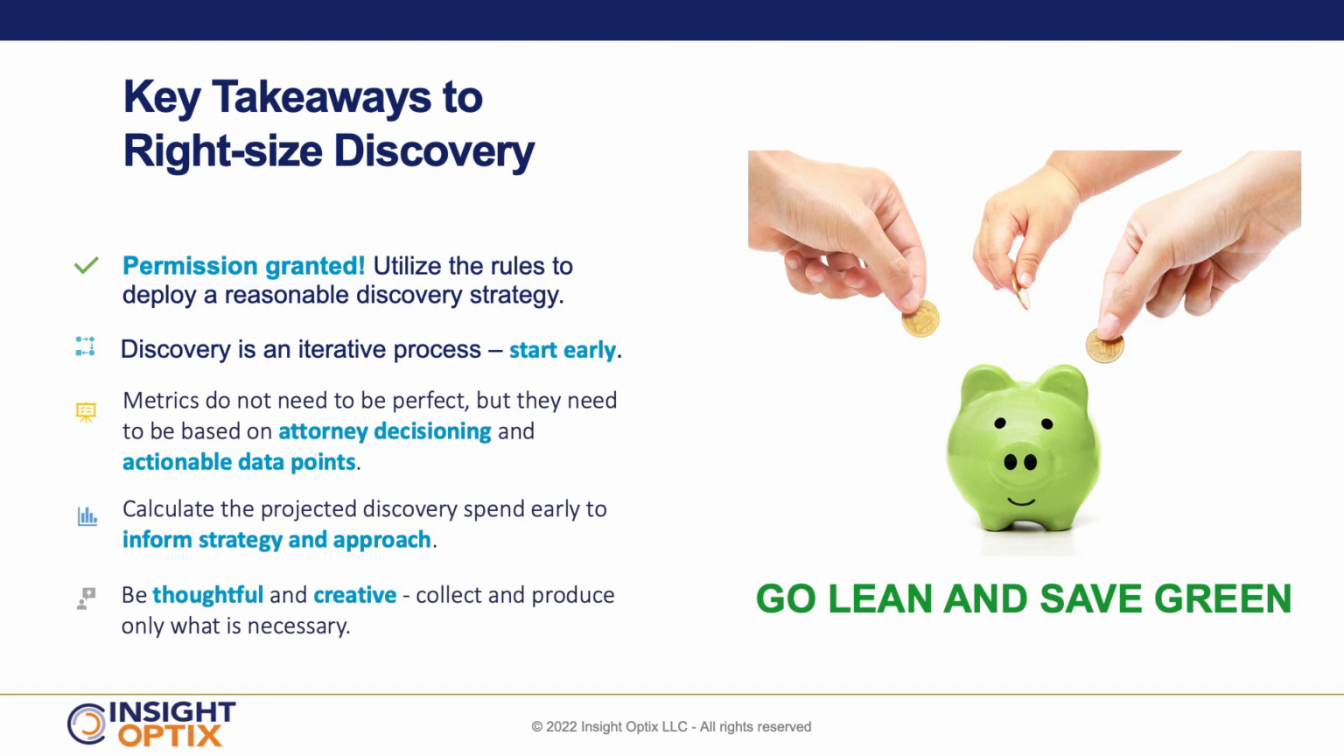And certainly having a strong written record of the entire workflow provides defensibility of process and information that may be referenced throughout the life cycle of a matter. As far as the metrics are concerned, remember they don't need to be perfect, but they need to be based on attorney decisions and actionable data points. And then lastly, I would say that having a consistent, repeatable, defensible process to scope discovery is essential to not only rein in runaway e-discovery budgets, but it will also assist in mitigating risk for both corporations and their counsel.